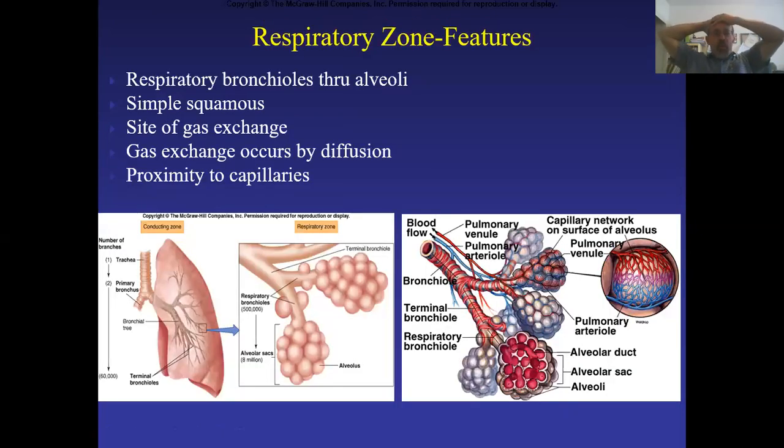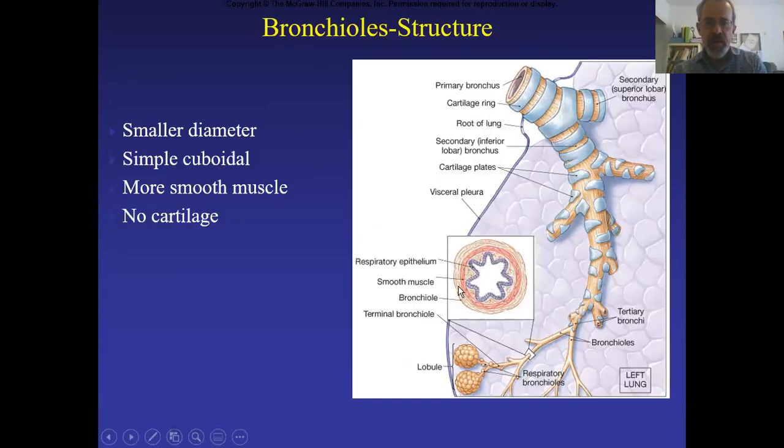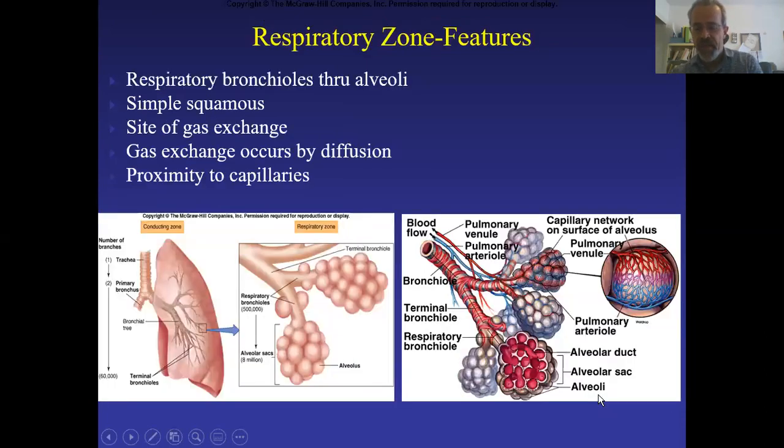Finally, we're at the point where we're moving from the bronchioles. Basically the terminal bronchioles is the end of what we call the conducting zone. Now we're moving into the respiratory bronchioles and the alveoli. We're in the respiratory zone. The epithelium now changes again. It goes from simple cuboidal to simple squamous. And this is the site of gas exchange, much like the capillaries with their thin epithelium, which are also a site of gas exchange.